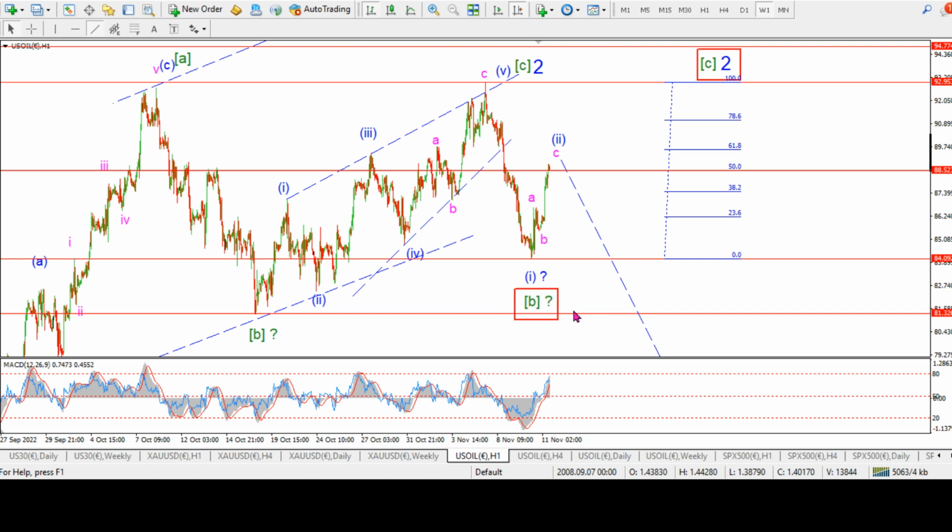This could be a running flat wave B also, and we could have started wave C up from here. Now, that's where this action gets critical over the next couple of days. Do we have 3 waves up in wave 2? We've definitely 5 waves down, possibly wave 1 complete. 3 waves up, a 50% retracement, maybe wave 2 complete.